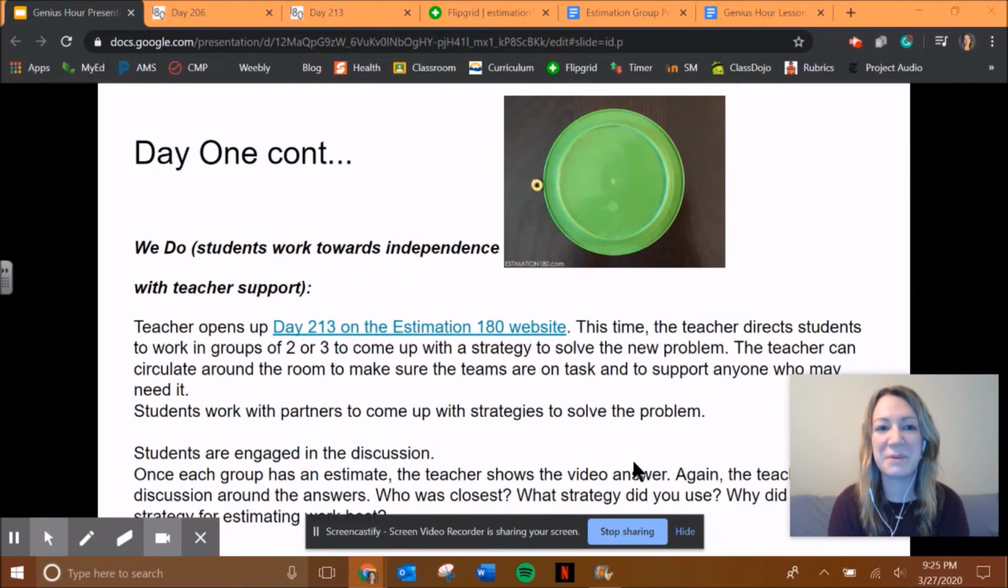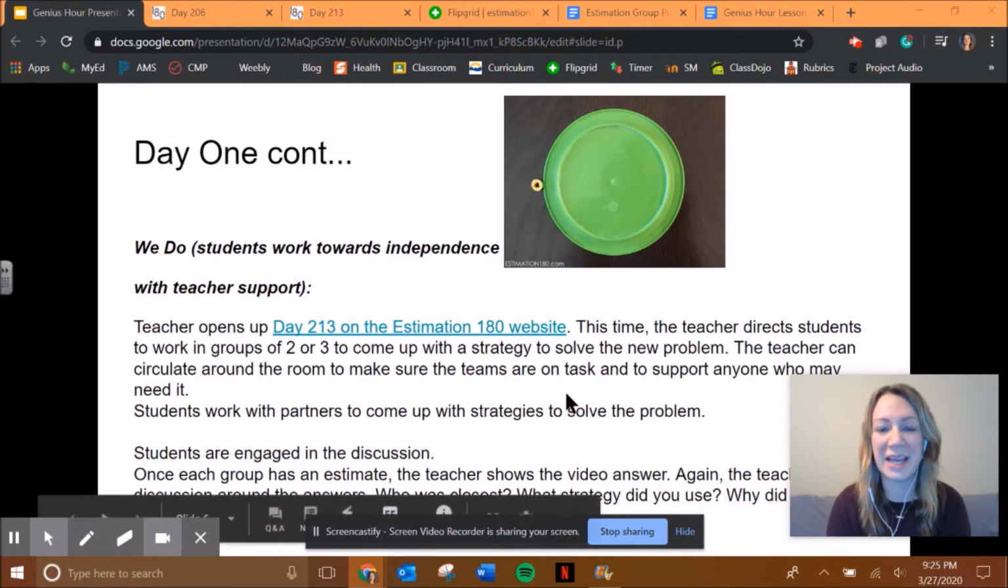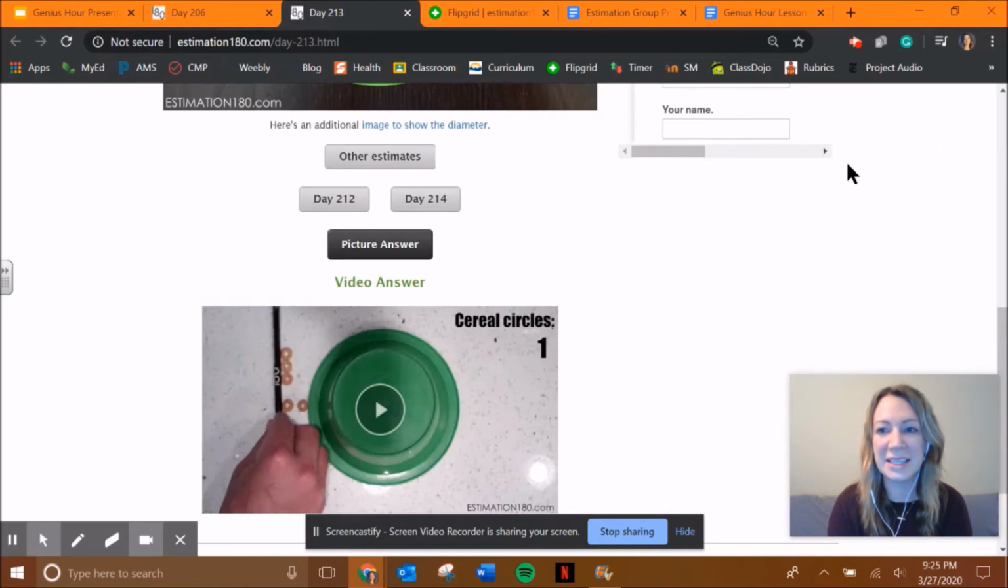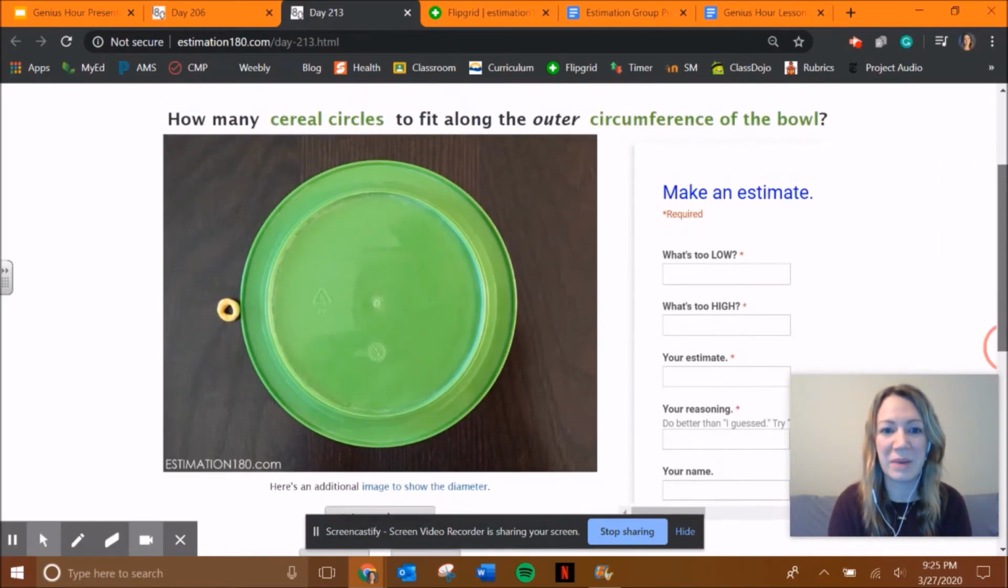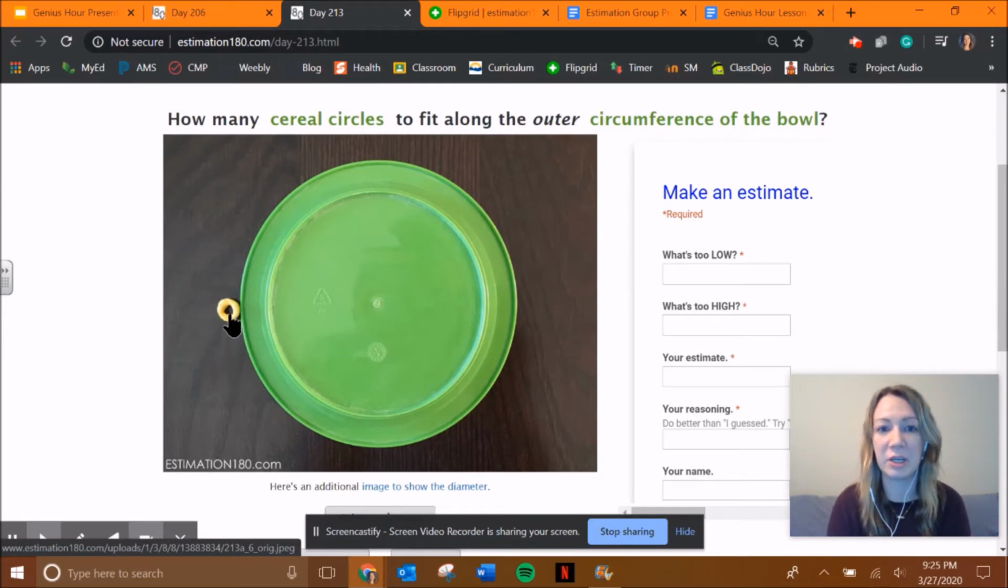The next part of day 1 is where the students are working towards independence. This one is also using the Estimation 180 website, but this time the teacher is going to have the students work in small groups of 2 or 3 to solve the problem on their own. The website looks like this, and this time the kids are trying to figure out how many bits of cereal can go along the outside of the bowl. So this time they'll have to use possibly radius, diameter, circumference to figure out the answer to this one.